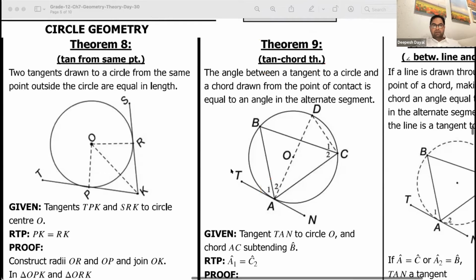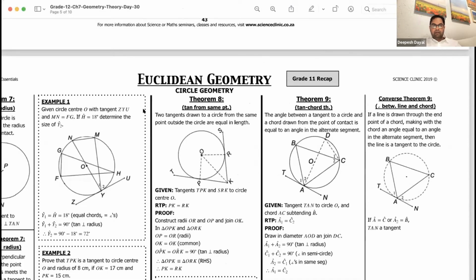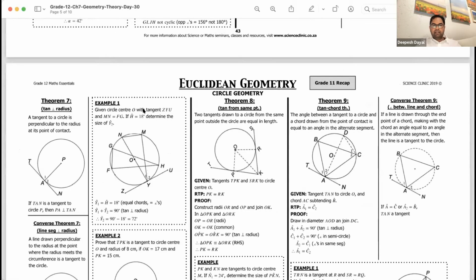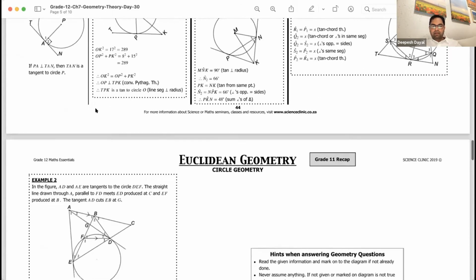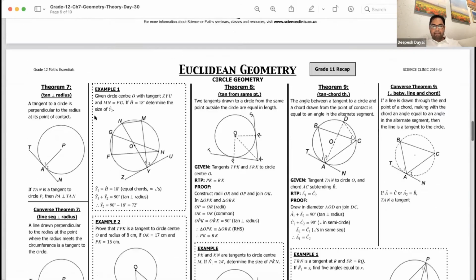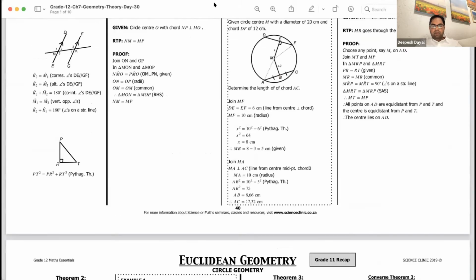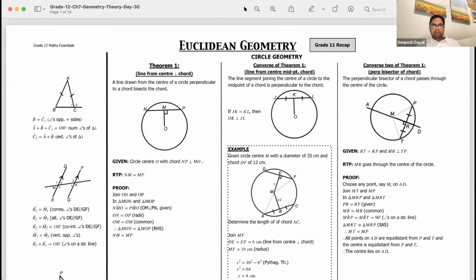Okay. Did you write down all your theorems? Please show me a thumbs up if you have your theorems written down, all 9 of them that we're going to be looking at. Do you have them all down? Okay, great. Thank you. We're going to go back to the other share now.